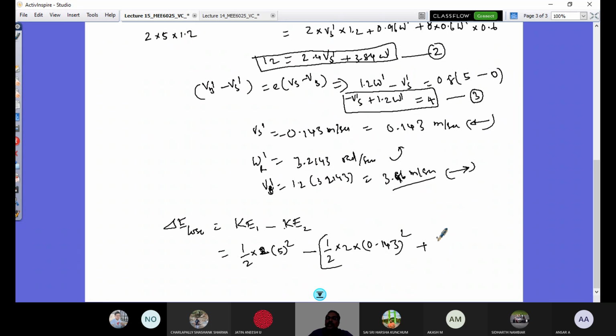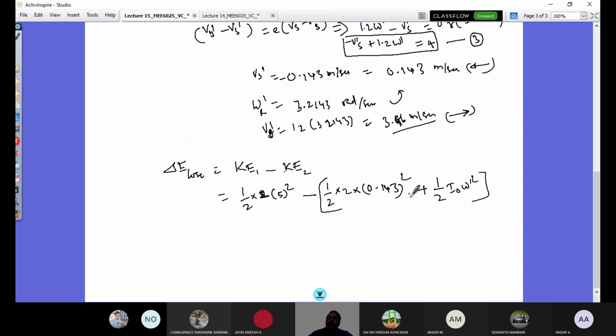The other energy is the bar kinetic energy. The bar kinetic energy can be expressed through half into I naught into omega dash squared, where I naught is the bar moment of inertia about the top point, IA you can put. If I do that also, what do I have? It is 25 here minus 19.86. I have 5.14 Newton meter as the energy loss.